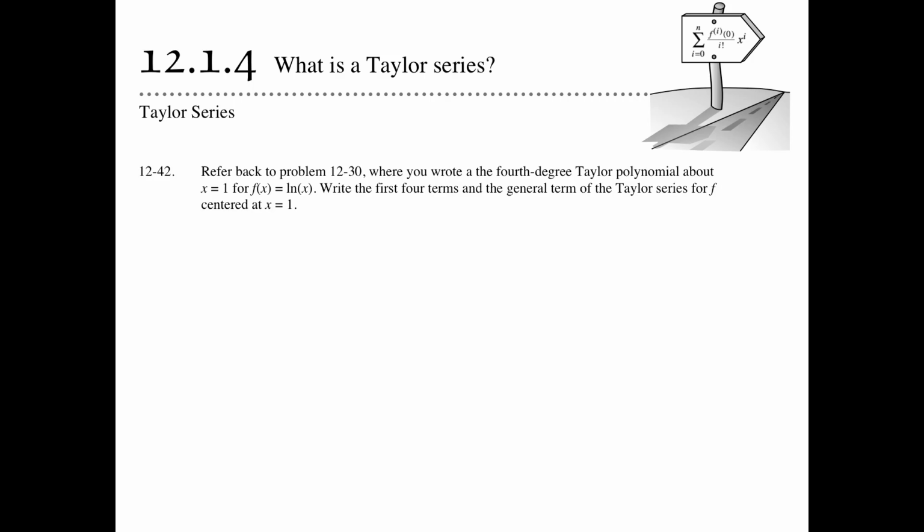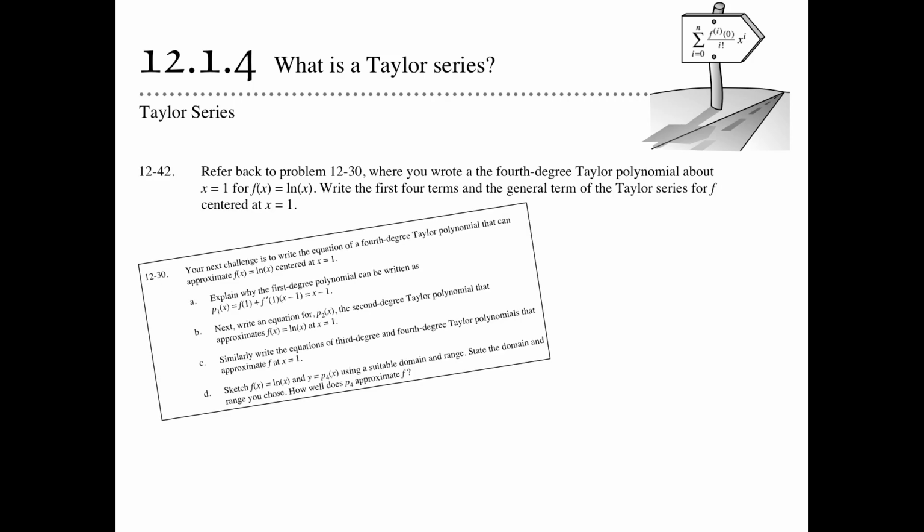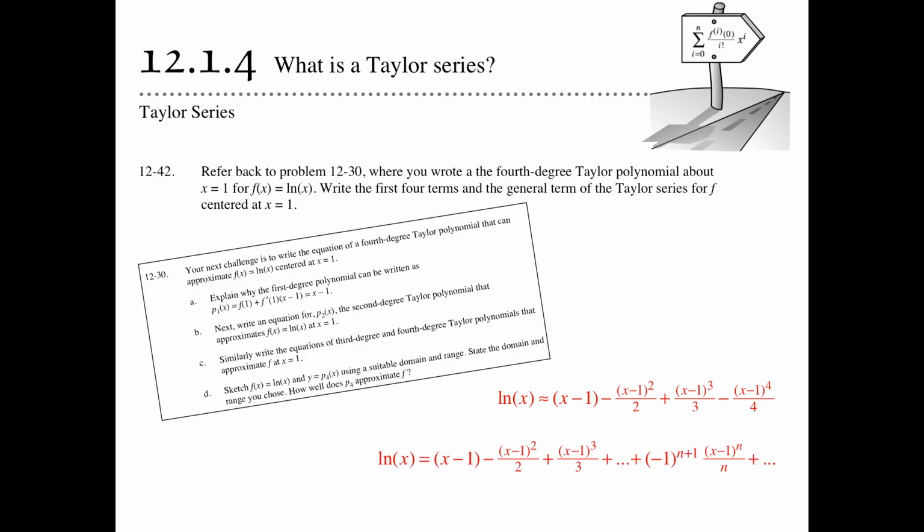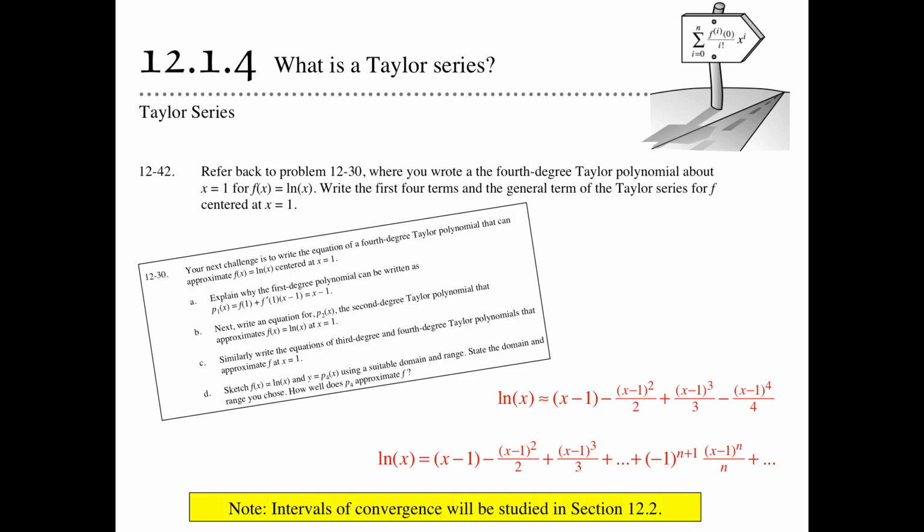Problem 12-42 is the one that refers back to problem 12-30 from the previous lesson. In that problem, your students found the Taylor polynomial for ln x about x equals 1. And in this one, they're going to rewrite it as a Taylor series. Now be aware that technically, the Taylor series for ln x has a restricted interval of convergence, but we will hold off on a discussion about intervals of convergence for Taylor series for another 2 lessons.